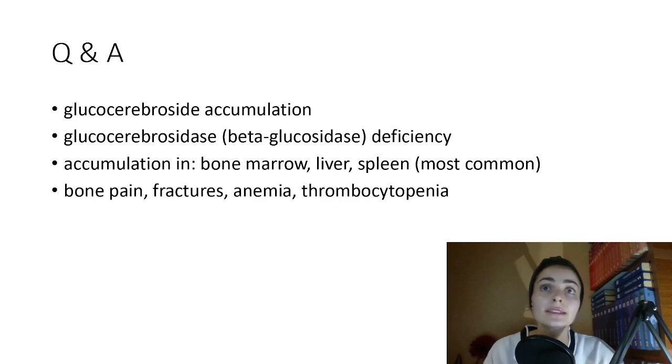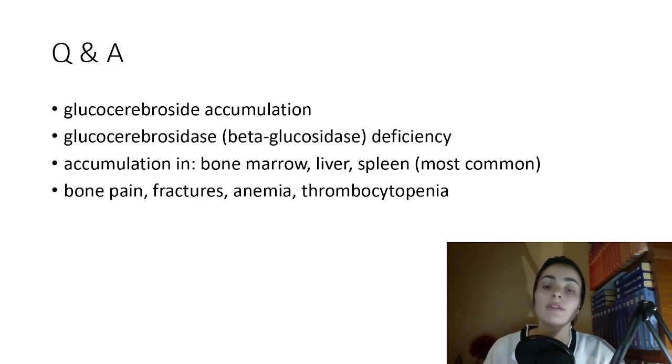Well, where does it accumulate? It can accumulate in bone marrow, liver, and spleen. Because it accumulates in the bone marrow, which is located in the bone, the patient has bone pain because of this accumulation of this substance.